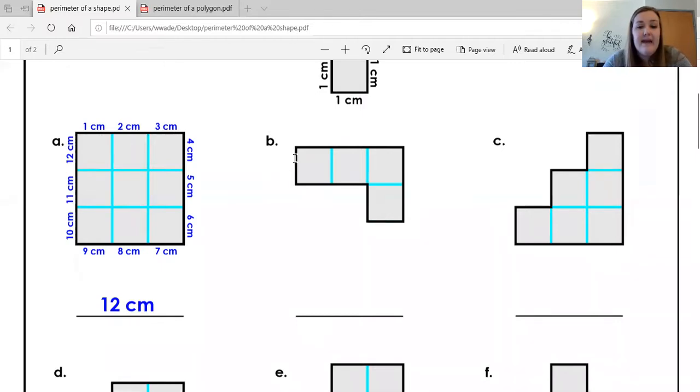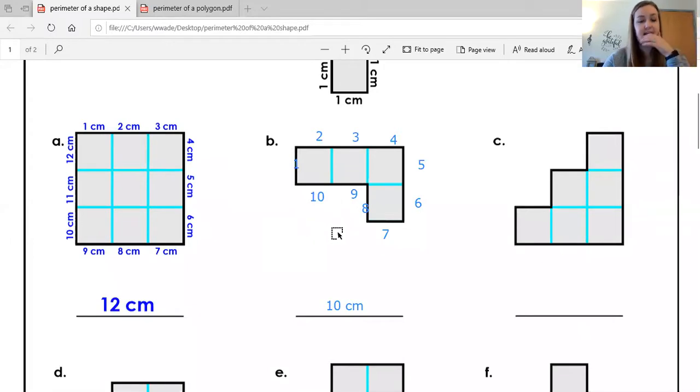So if we look right here on B, I'm going to start right here. Here's 1 centimeter, 2 centimeters, 3, 4, 5 right there, 6, 7. Now this is where it gets tricky. 8, there it is, 8. On this side, you've got to get this one too, 9, and lastly, 10. So then I can go down here and put my answer as 10 centimeters.